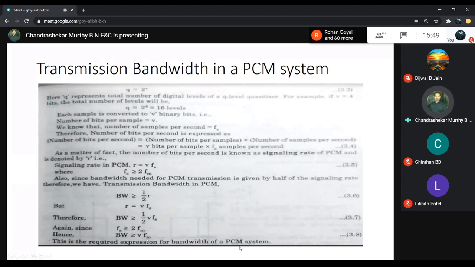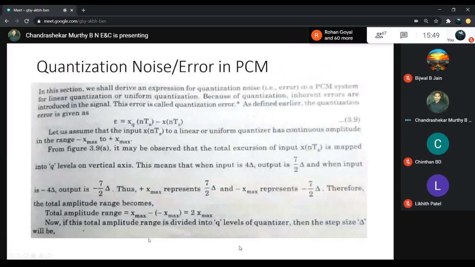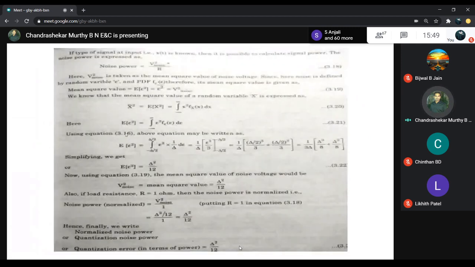This FM is almost constant here. The next thing is quantization noise and error. We have calculated the quantization noise, that is, the signal to noise power. In the signal to noise power, we have calculated the noise power here, the noise power for a given uniform signal, that is, the normalized signal.